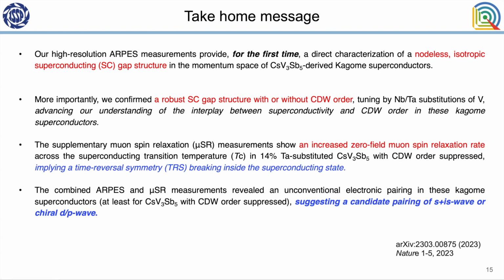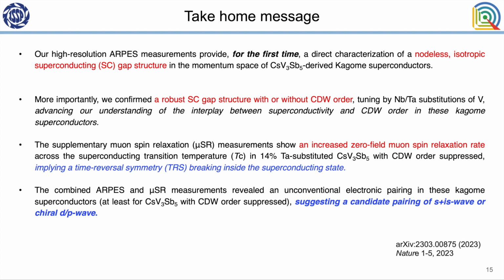Let's summarize the second part. Our high-resolution ARPES measurements provide, for the first time, a direct characterization of the nodeless isotropic superconducting gap structure in the momentum space of CsV3Sb5-derived Kagome superconductors. More importantly, we confirmed this superconducting gap structure is robust with or without CDW order. This advances our understanding of the interplay between the superconductivity and the CDW order in these Kagome superconductors.